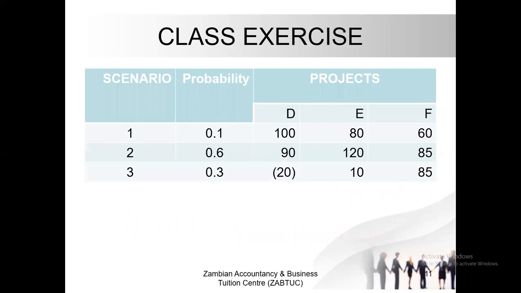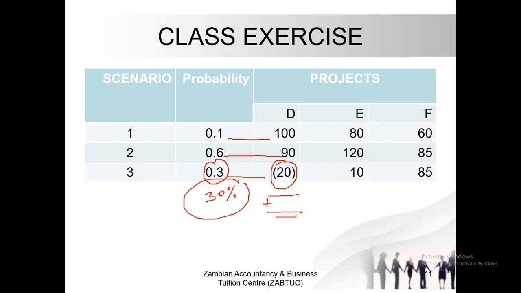In D, there's a possibility of getting a minus 20. But this did not come out in the total that we had. When we multiplied this, that, and that, and we added, there's no minus here. What we have is a positive. But there's a 30% chance, which is quite big, of getting a negative. But it doesn't come out in this analysis.